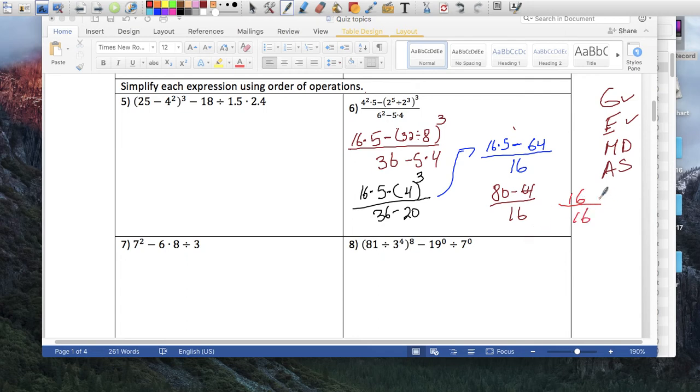So now my numerator has been simplified to 16. My denominator, all that at the bottom, has been simplified to a single number, 16. And 16 over 16 is just simply 1. So all this is the same thing as just 1. Okay.